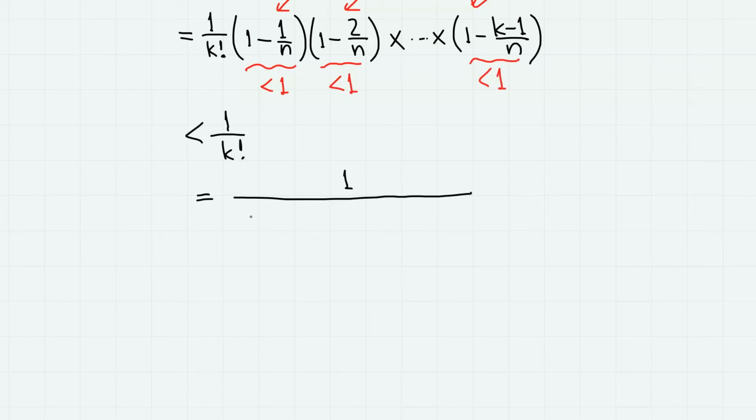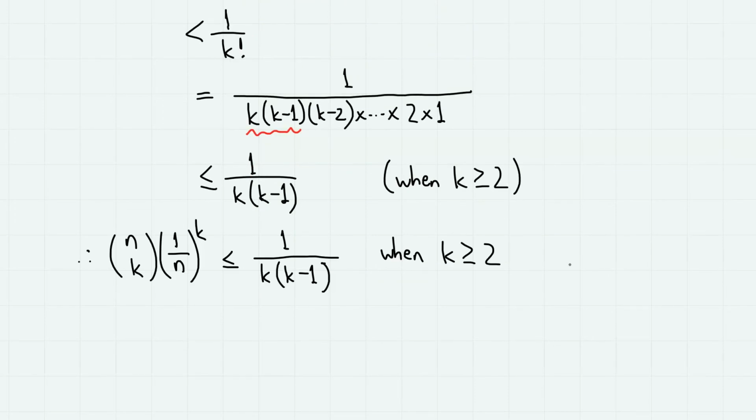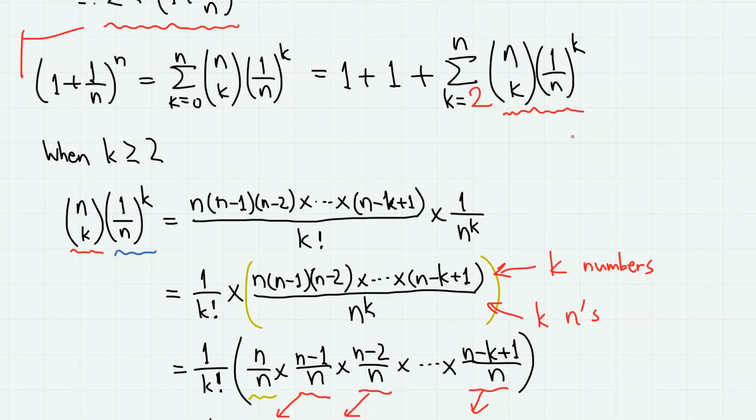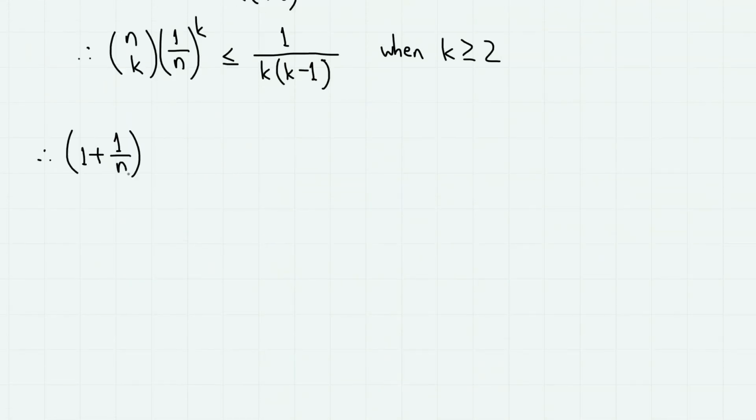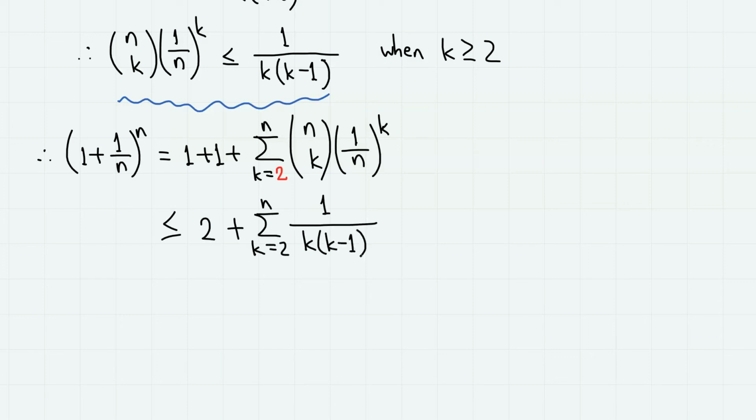But this k factorial is actually k times k minus 1 times k minus 2, and so on. So 1 over k factorial is less than or equal to 1 over k times k minus 1 when k is equal to or greater than 2. So we have this result. Now back to here. Applying this result, we have 2 plus the sum of 1 over k times k minus 1.